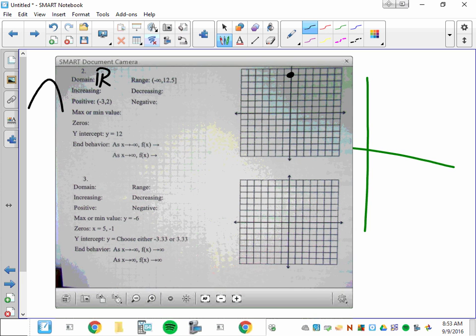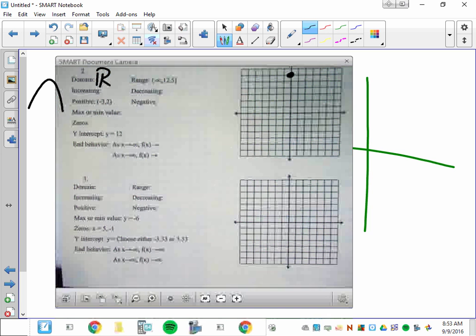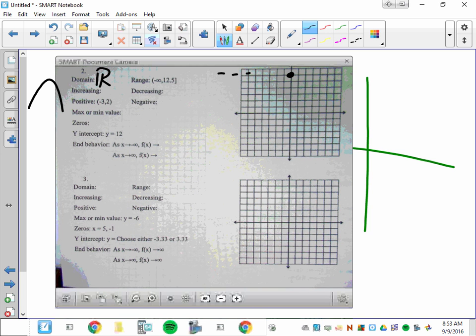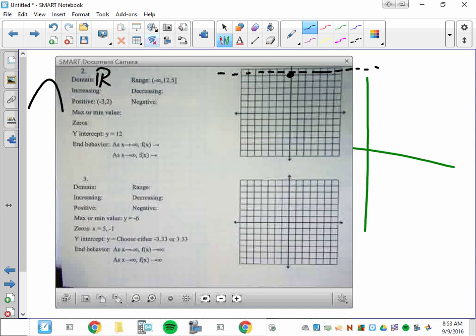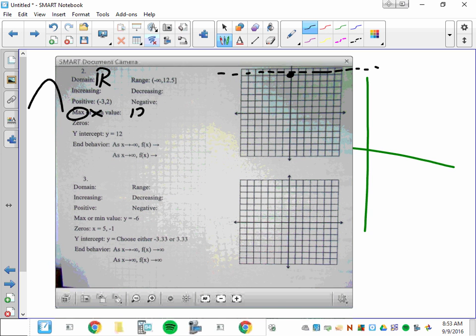What else do I know by looking at the range? From 12.5 to negative infinity, what else does that tell me? It tells me the maximum. The graph never goes higher than 12.5. Which means I don't have a minimum, I have a maximum at y equals 12.5.